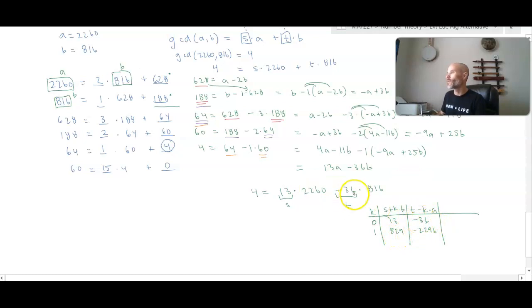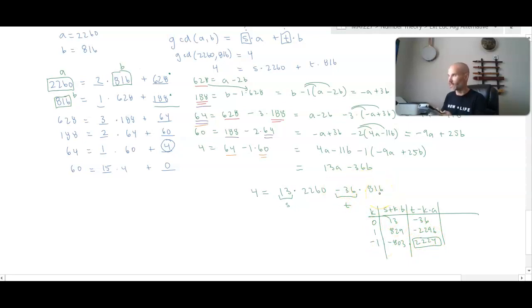Now, let's say you wanted this coefficient of 816 to be a positive number. We would actually want to go back the other way, let k be negative. Now we would have 13 minus 1 times b, which is 816. That would give me negative 803 here, which should then give me a positive number here. So t, which is negative 36, minus negative 1, which is going to give us a positive 1, times 2260 would give me 2,224. So this is the first positive value that we can have as a coefficient in front of the 816.